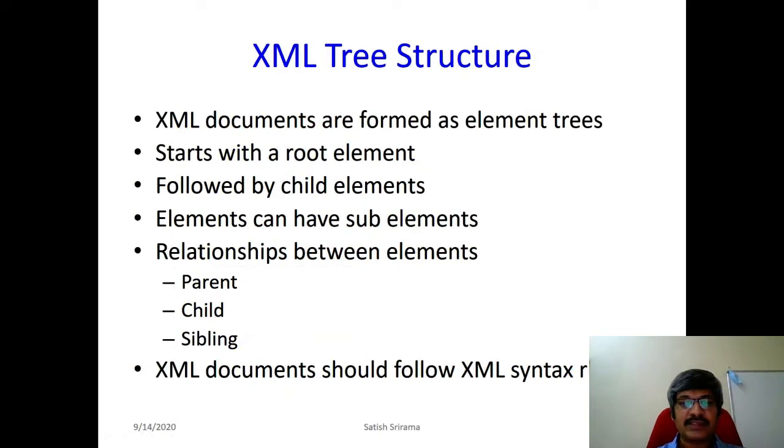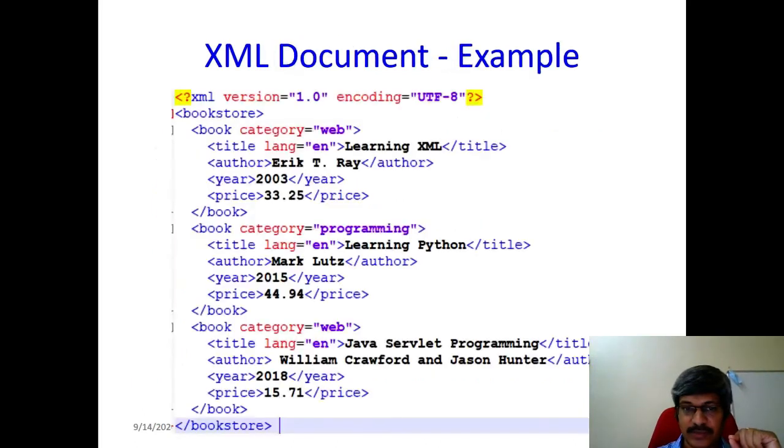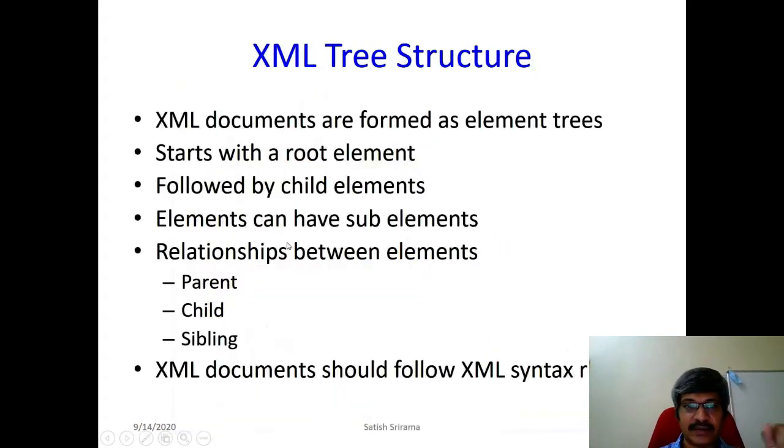XML documents are actually formed as element trees. Everything is an element and you are forming these trees. It starts with a root element, so all the documents will have a root element, followed by the chained elements. For example, if you look at this example again, you have bookstore as the root element, and then you have all the other elements as its children.